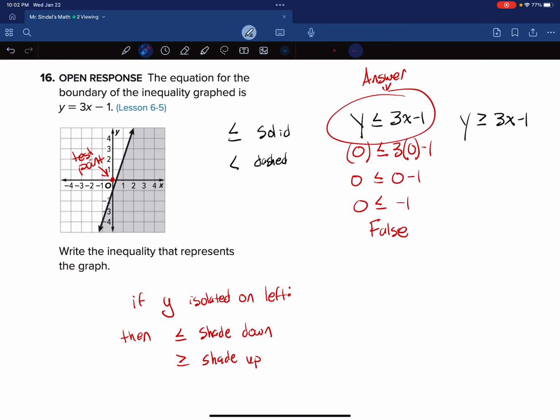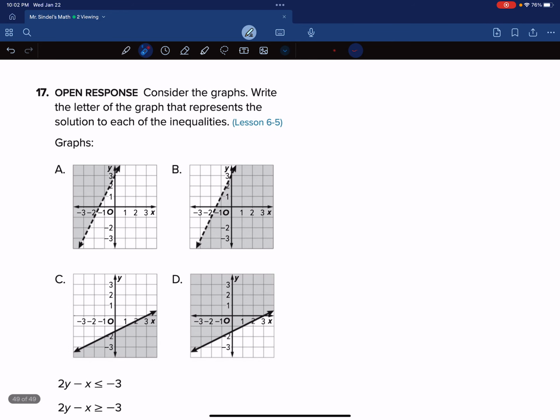And notice right here, this was saying less than, so less than means go down. So that's why it was shaded down. That's another reason that it's the correct answer. All right, number 17.